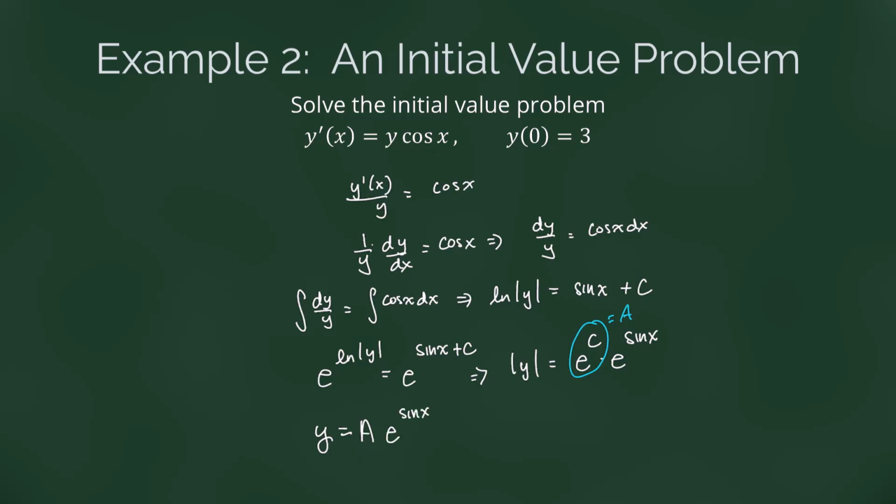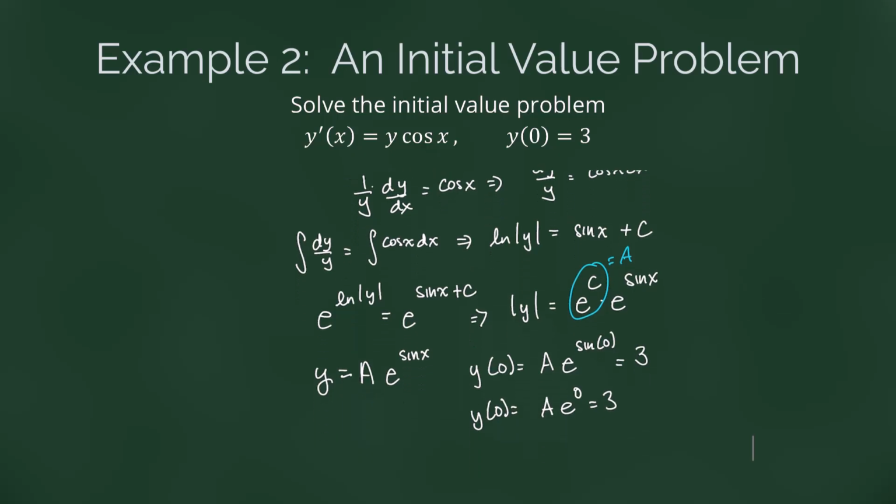Now we'll apply our initial condition. y of 0 is a times e to the sine of 0, which is equal to 3. e to the sine of 0 is e to the 0, which we know is 1. So we see that a must be equal to 3. And so our solution to this is that y is equal to 3e to the sine x.